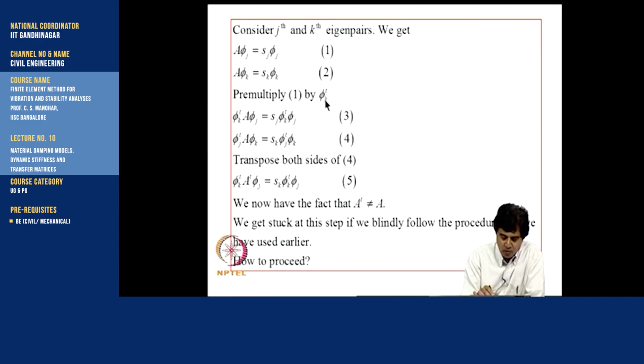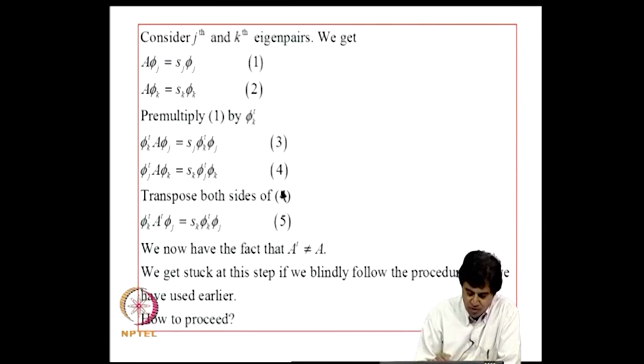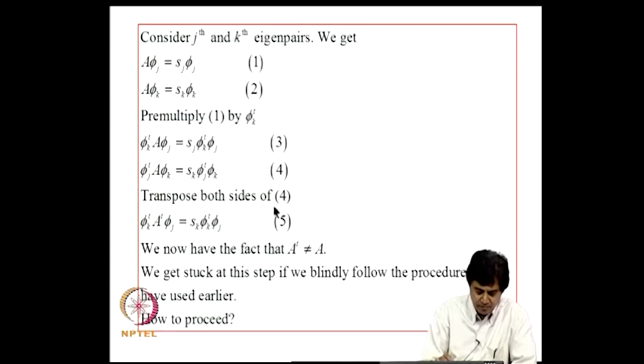Now pre-multiply 1 by phi k transpose. So I get phi k transpose A phi j equals s j phi k transpose phi j. Now similarly pre-multiply equation 2 by phi j transpose. So I will get this equation. Now let us transpose both sides of equation 4. So I get phi k transpose A transpose phi j is equal to s k, scalar, that remains as it is, phi k transpose phi j.